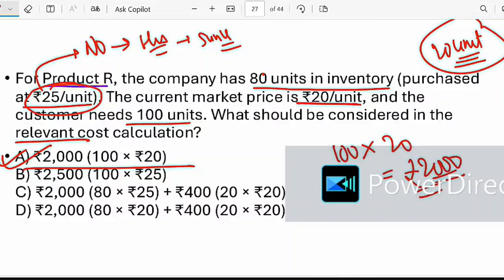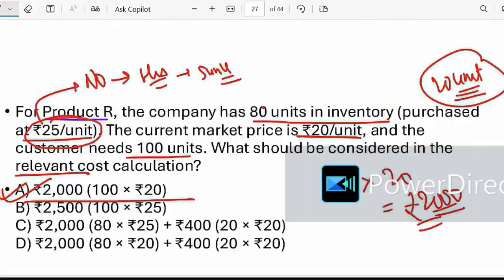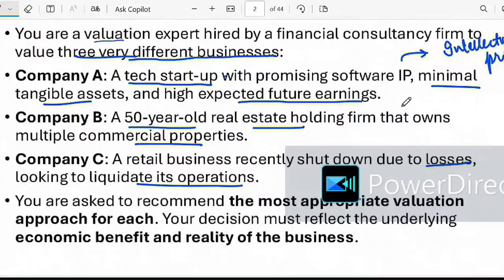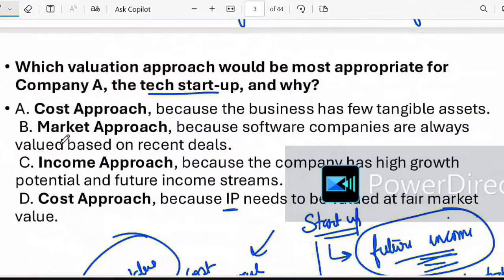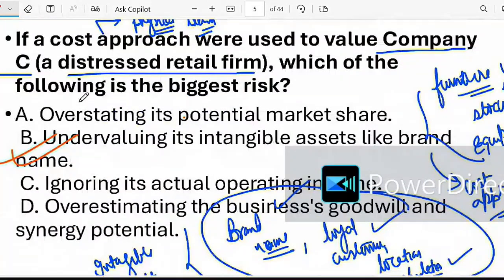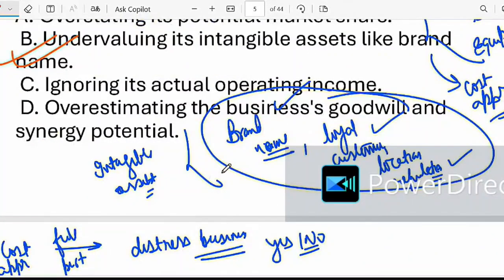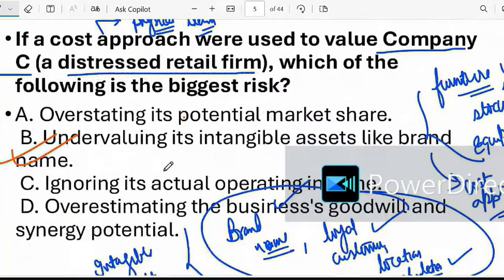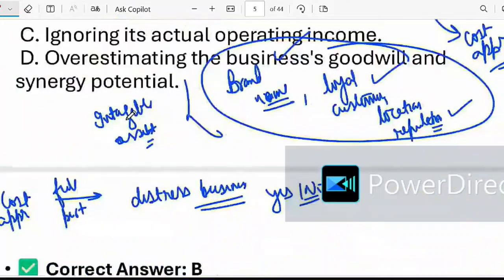So friends, I hope today we have discussed a lot of questions. Some more questions are also there. We will cover them in the next lecture, right? Let me just remind you what we have done today. We started with the first question, where we talked about cost approach, market approach, and income approach. I told you for a startup company, we always use the income approach. The second question was regarding the distressed retail firm, in which I told you intangible assets are also taken into consideration, like brand name, customer loyalty, location, reputation. This is one of the disadvantages of the cost approach. It does not take all these things into consideration.